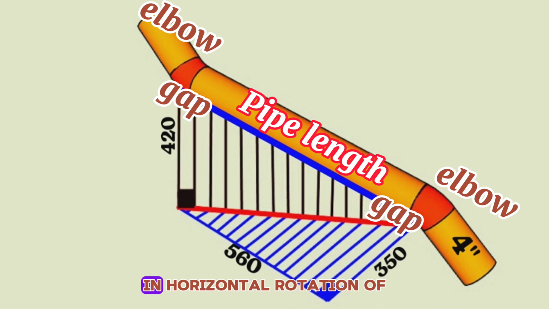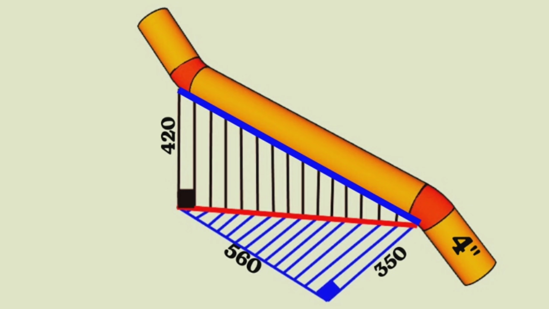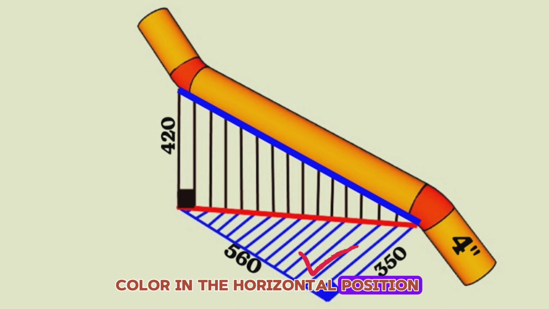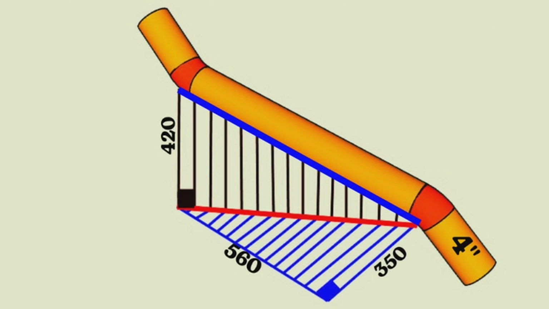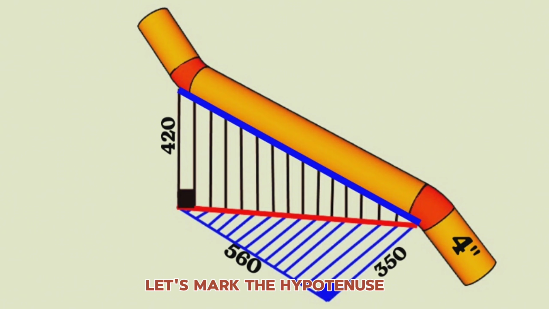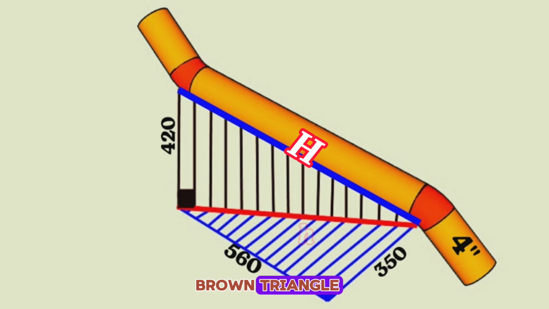After the vertical slope and horizontal rotation of the pipeline, two right triangles were created. One of them, brown color, is in the vertical position, the other one, blue color, is in the horizontal position. The hypotenuse of the vertical brown right-angle triangle is the distance between the elbows in the pipeline. Let's mark the hypotenuse of this right-angle triangle with a big letter H. Let's mark the red perpendicular side of the brown triangle with a small letter h. As you see in the drawing, this red line is the hypotenuse of the horizontal blue triangle.